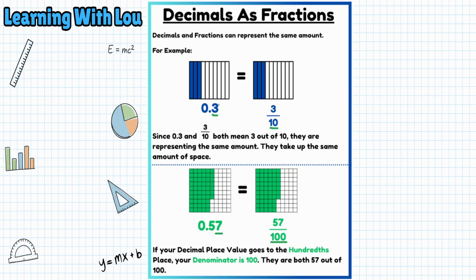So your decimal place value is going to tell you how to get your denominator. Again, over here we have a 3 in the tenths place, which is how we got 3/10, and down here we have 57 hundredths. Our decimal place value furthest to the right is in the hundredths place. That's how I got my denominator of 100.